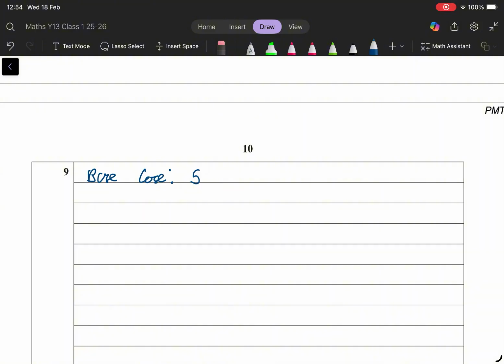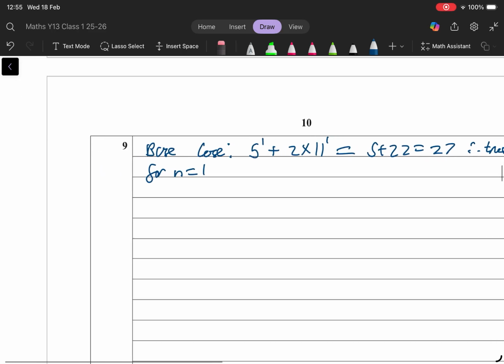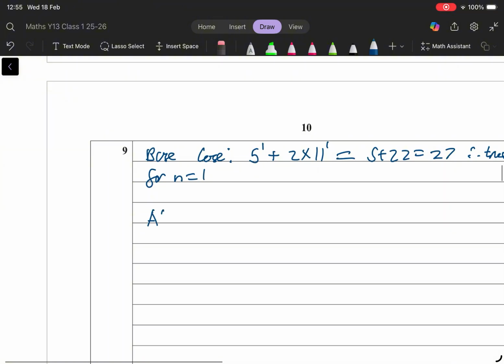So I'm going to be doubling over this recording. I'll be doing the proof by induction question since I lost the audio for it. I genuinely don't know where it is. But anyway, the base case is 5 to the 1 plus 2 times 11 to the 1, since we are going to go for n equals 1. And that gives us 27, which is divisible by 3, so therefore true for the base case, basically.